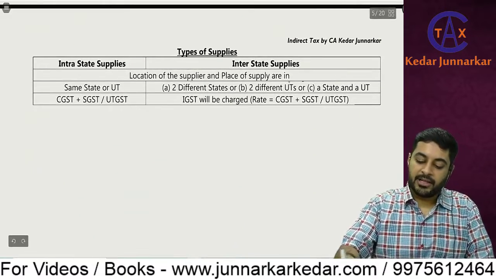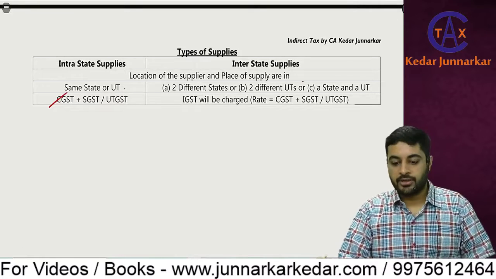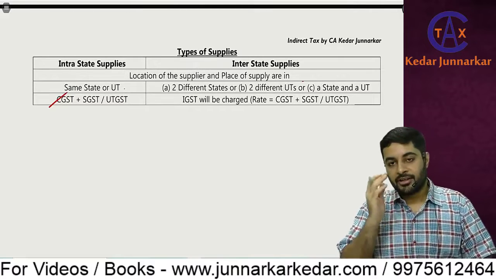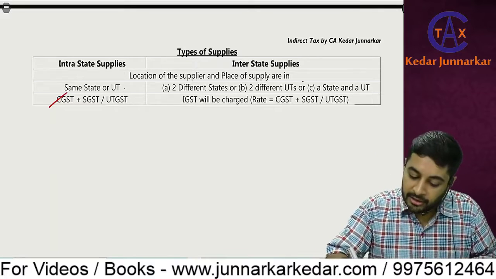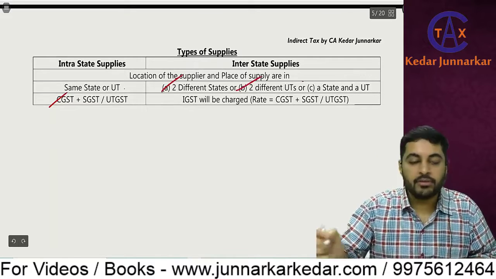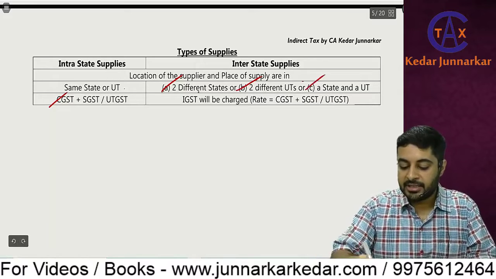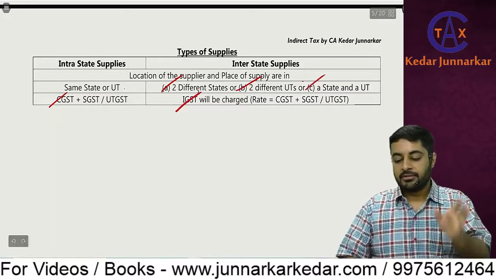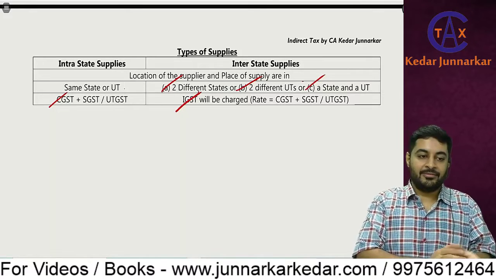So see this summary. Location of supplier and place of supply in the same state or union territory: CGST plus SGST, or CGST plus UTGST. Then if it is in two different states, or two different union territories, or a state and a union territory, then IGST will be charged and the rate will be equal to CGST plus SGST or CGST plus UTGST. Got it?